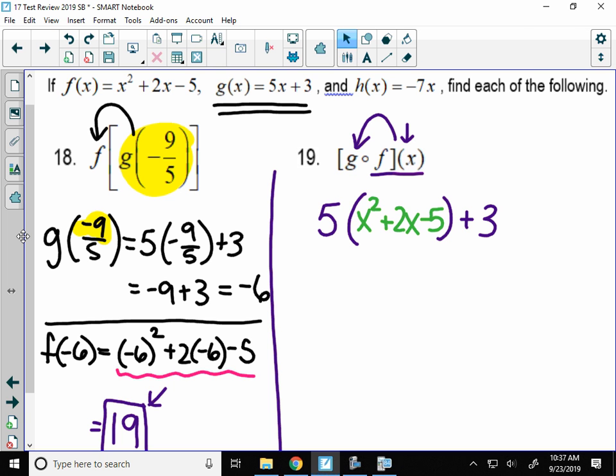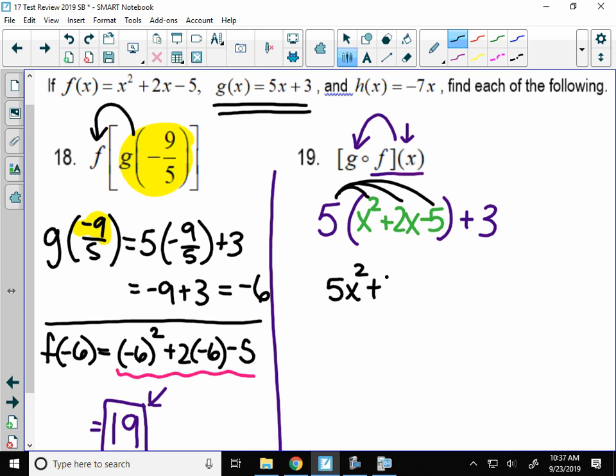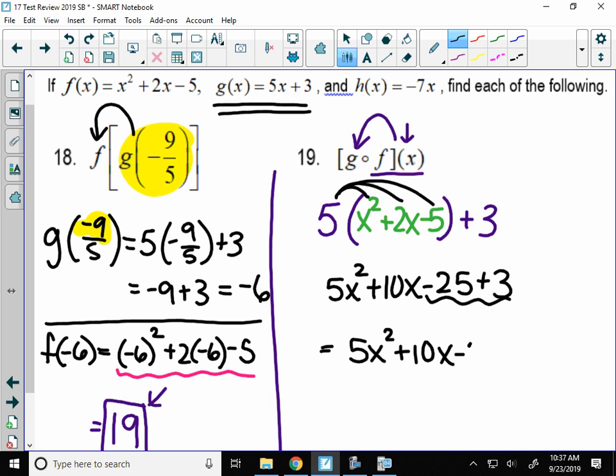Now all you have to do here is distribute and simplify. So I have to distribute the 5, which will give me 5x squared, plus 10x minus 25, plus 3. And these constants combine on the end. So g of f of x is equal to 5x squared, plus 10x minus 22.